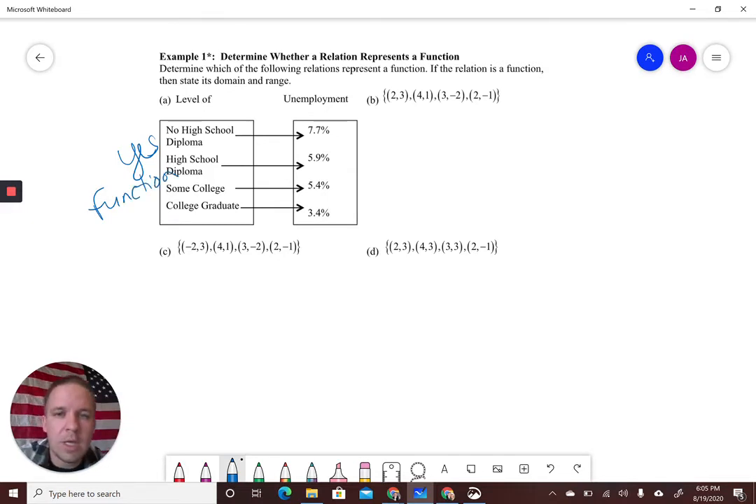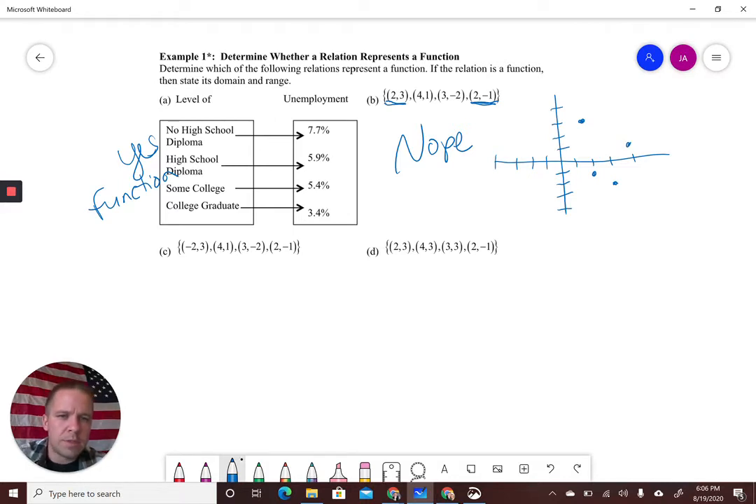Cool. How about letter B over here? Does each input have one output? Well, I've got 2 mapping to 3, 4 mapping to 1, 3 to -2, and then we have 2 to -1. I see a situation here where 2 is mapping onto 2 different numbers. Nope. Now, another way of looking at this situation is graphically. What if I had an XY coordinate plane? I'm going to try to quickly graph these here. So I'm going to pause the video real quick.